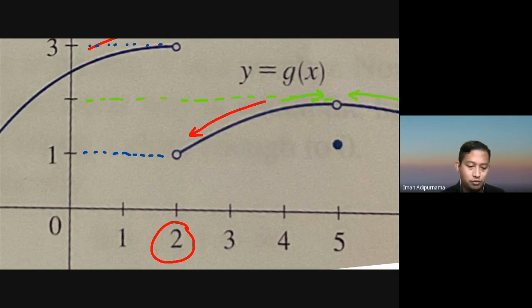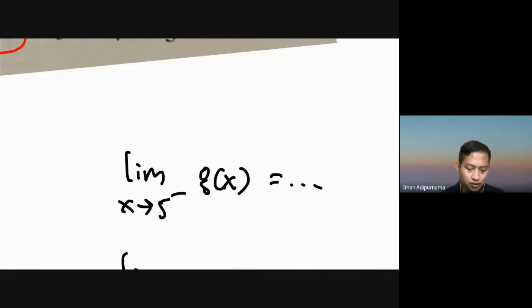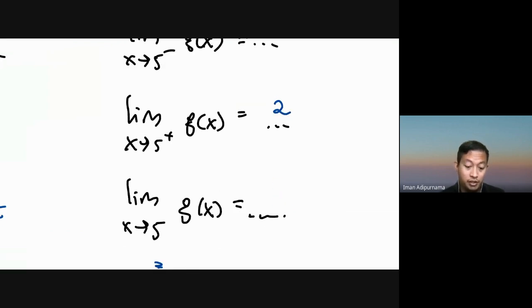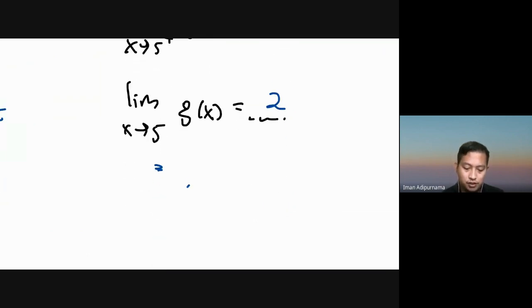It's around 2. Let's say it's equal to... So this will be 2. This also 2. So the limit is 2 as x approaching 5 for the function g is also 2, although g at 5 is not 2.